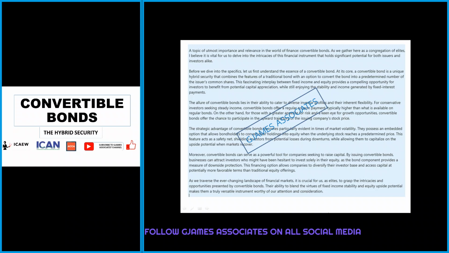Strategic advantage for market volatility. If the market is very volatile, the convertible bond holder takes advantage of the interest and does not convert. And for any reason, if the market is favorable, they can decide to go for the option of converting to equity.